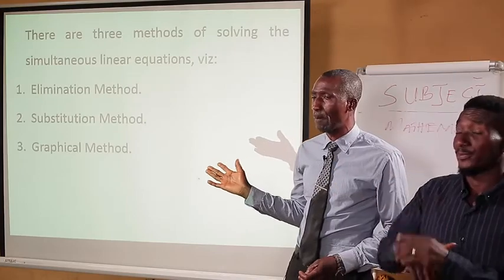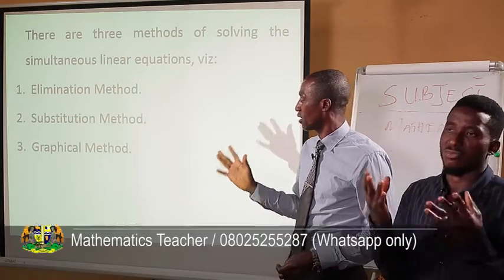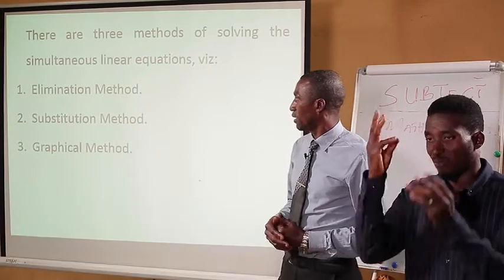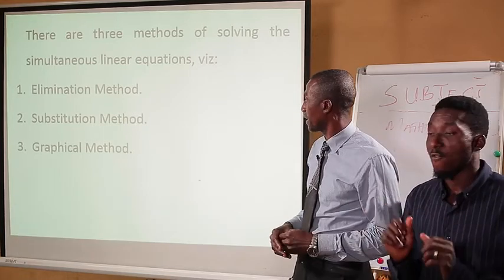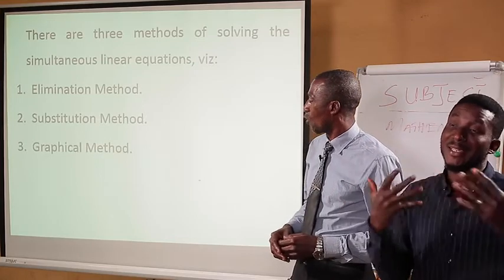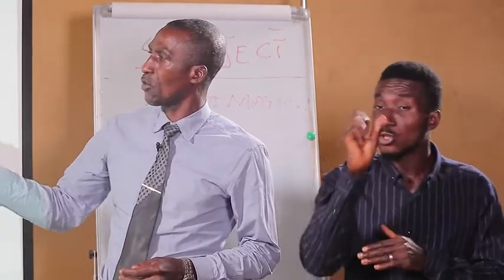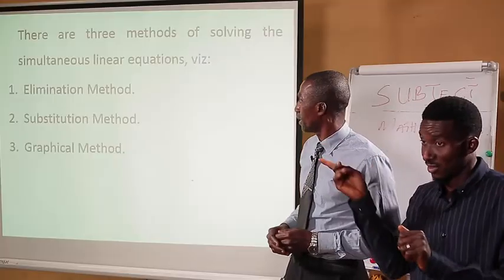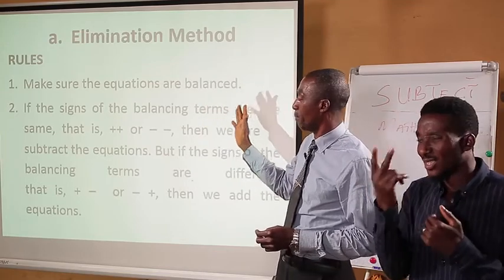In summary, for better assimilation, there are 3 methods of solving simultaneous linear equations. As I mentioned earlier, the first of them is the elimination method, followed by the substitution method and the graphical method. Whichever method you use, you arrive at the same answer. Today, as I've said, we have considered the elimination method.